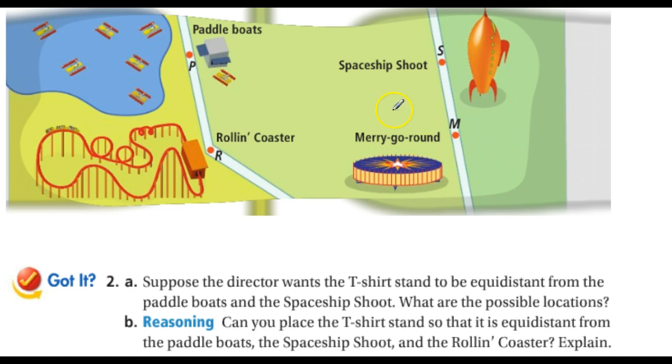So this one should be on your notes as well. It says, suppose the director wants a t-shirt stand to be equidistant from the paddle boats and the spaceship chute. What are the possible locations?